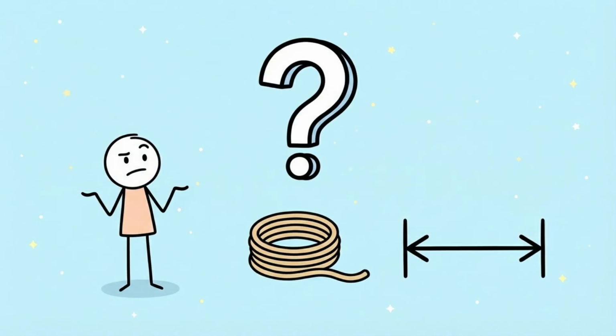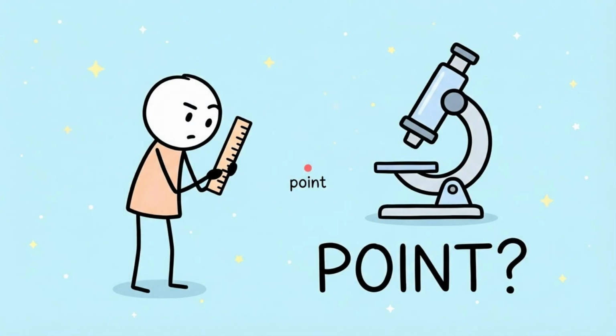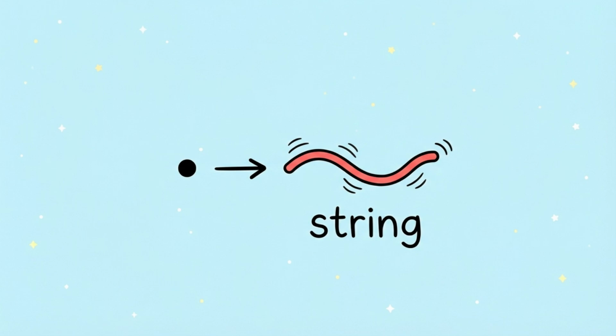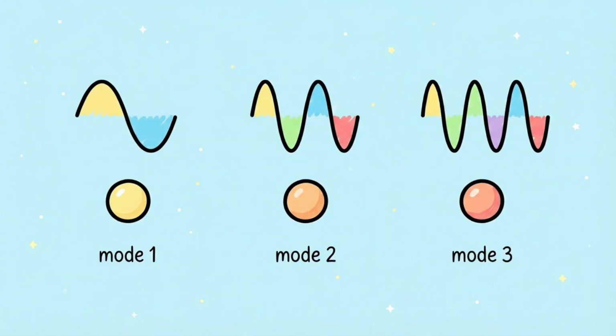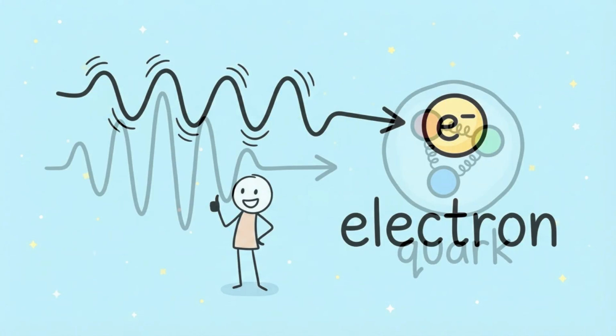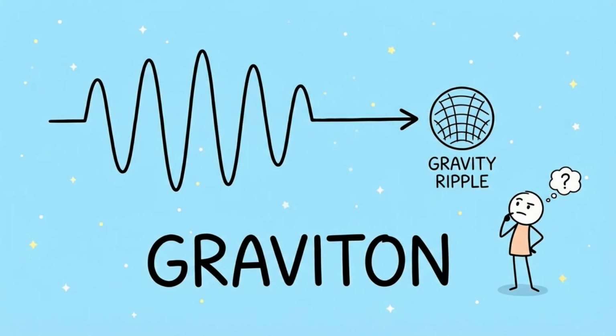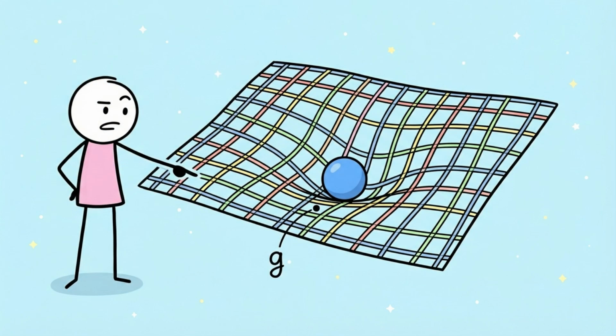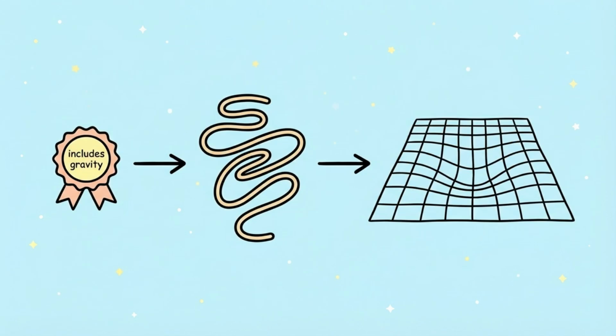So why do extra dimensions appear at all? In ordinary particle physics, we treat particles as points. String theory replaces that point with a tiny vibrating string. Different vibration patterns look like different particles. One mode behaves like an electron, another like a quark, and one special mode behaves like a graviton, the particle-like version of gravity. That's one of the reasons string theory became famous.